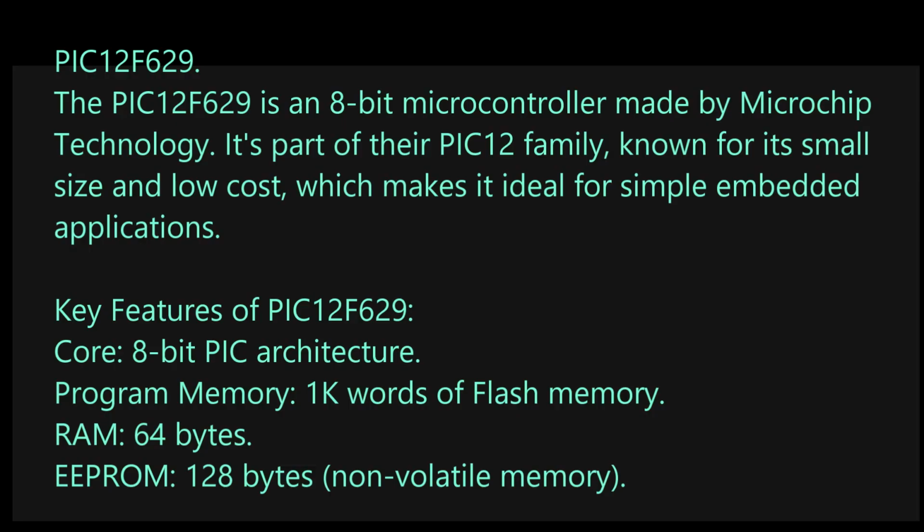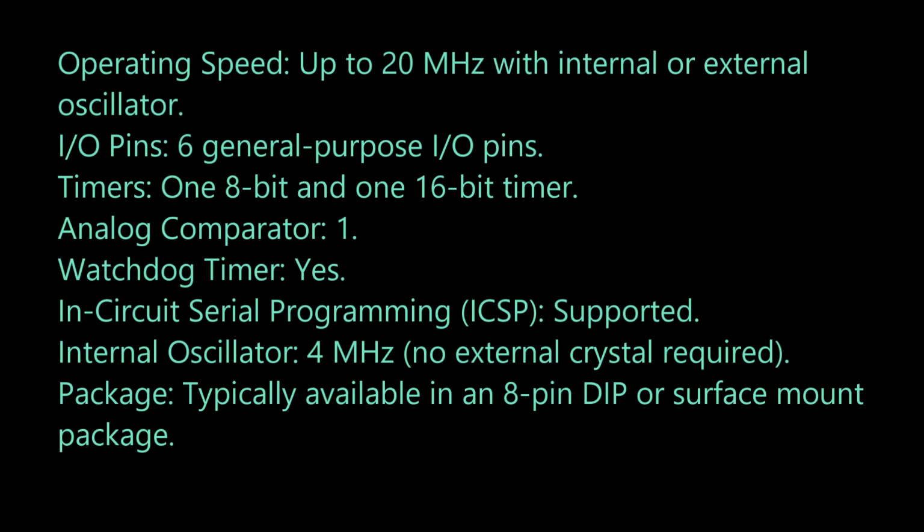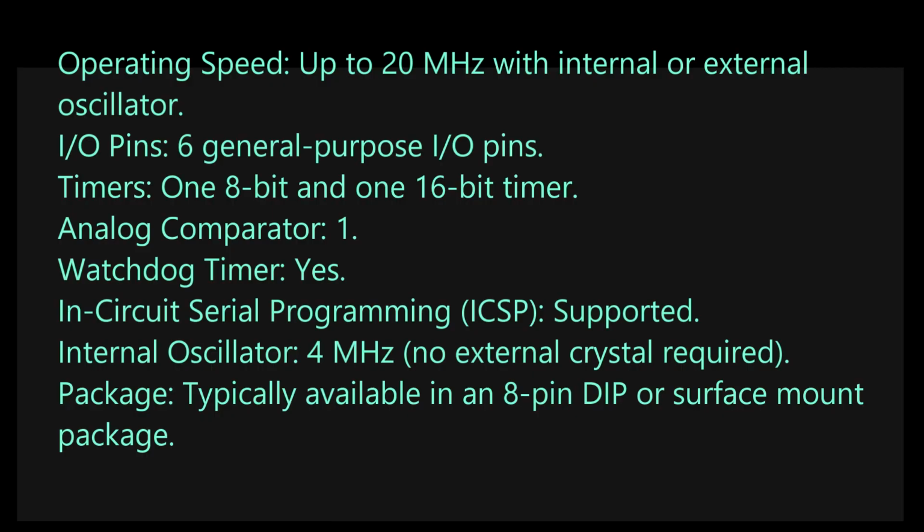It's part of their PIC12 family, known for its small size and low cost, which makes it ideal for simple embedded applications. Key features of PIC12F629. Core, 8-bit PIC architecture. Program memory, 1K words of flash memory. RAM, 64 bytes. EEPROM, 128 bytes non-volatile memory. Operating speed, up to 20 MHz with internal or external oscillator.